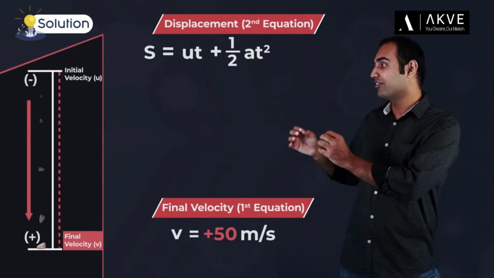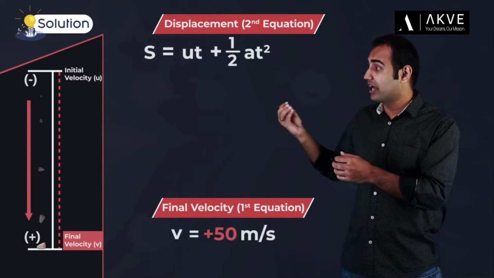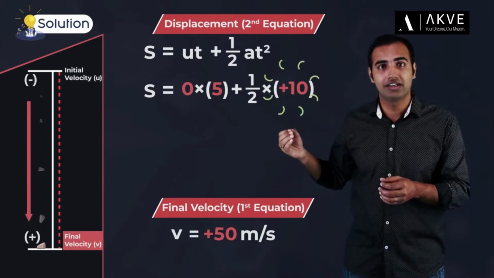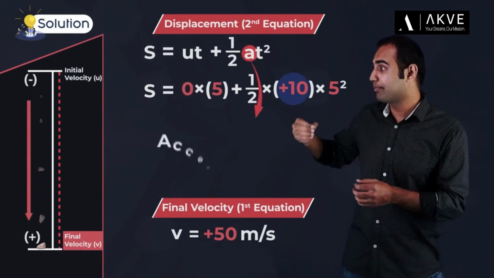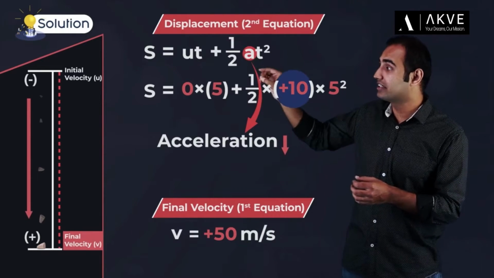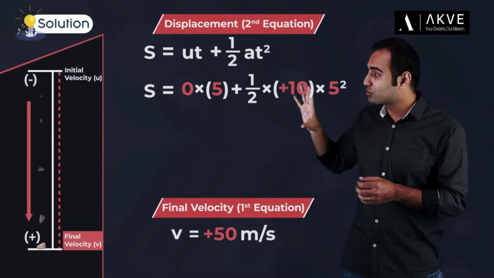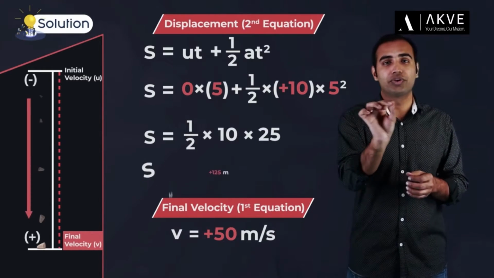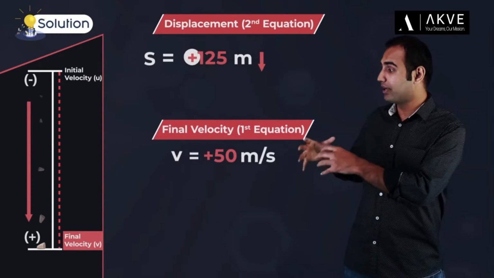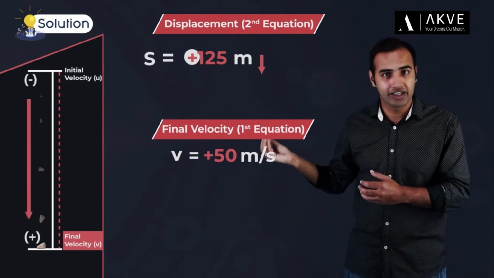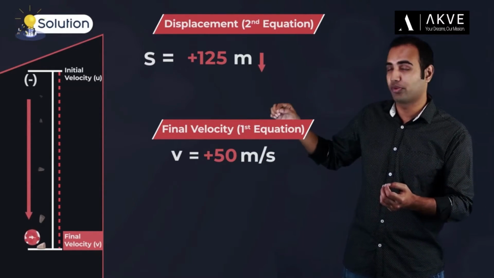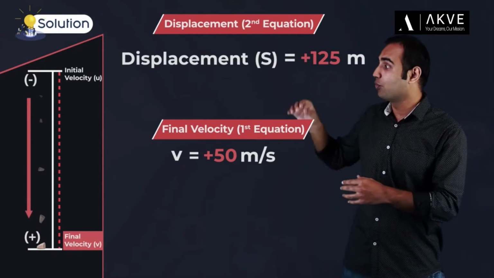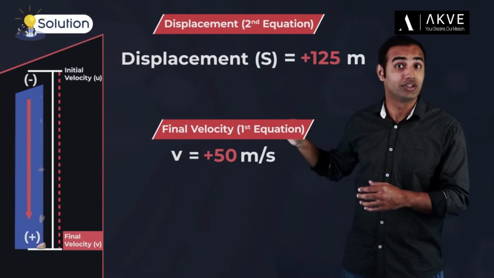Now once I plug in all the values that I know, the expression changes to s = 0 × 5 + 1/2 × (+10) × 5². Now why plus 10? Because our acceleration is in the downward direction. Once I solve this expression, the value of s comes out to be +125 meters. Here, the plus sign indicates downward direction once again, because in our sign convention, downward is positive and upward is negative. So our displacement essentially happens 125 meters in the downward direction.